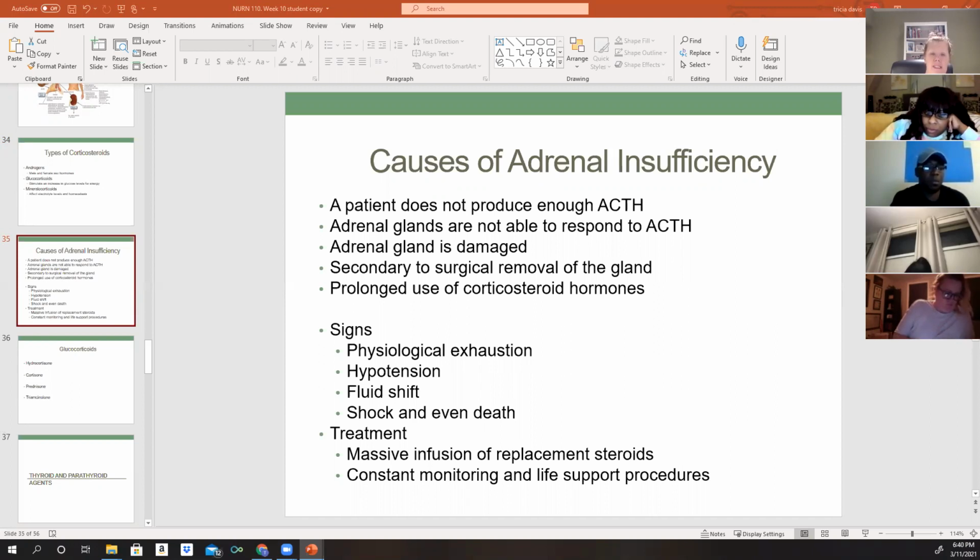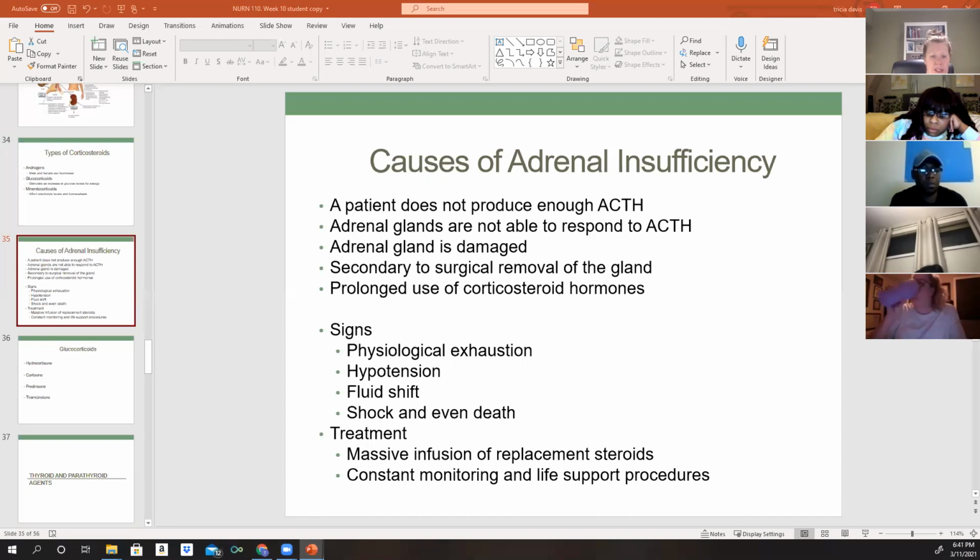That could also lead to shock, and then eventually it could even lead to death if it's a serious condition. So how do we treat these patients? Patients in adrenal crisis are treated with a massive infusion of replacement steroids. They do require constant monitoring. Usually they're in the ICUs, and sometimes they have to go on life support until they get past the hump and they're kind of out of the woods.